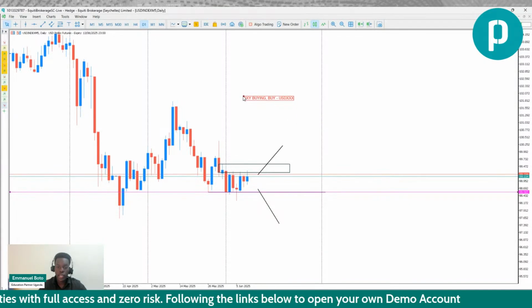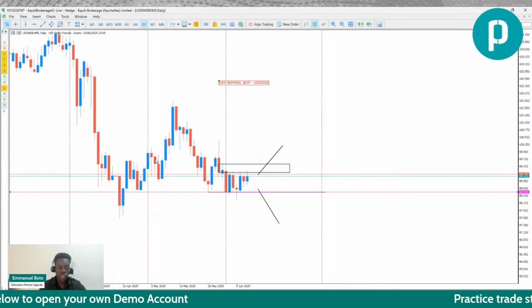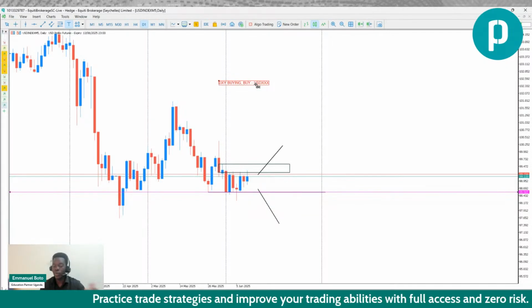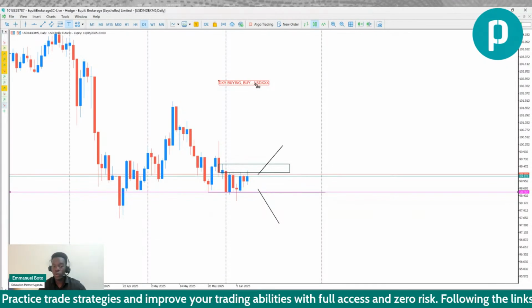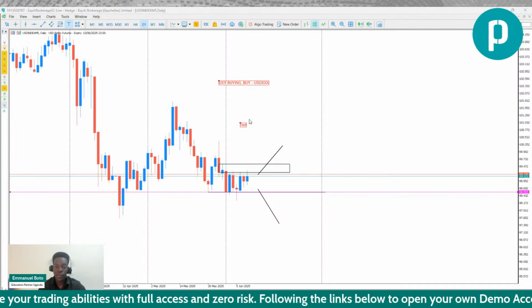So the DXY is used as a gauge for some currency pairs like EUR/USD and GBP/USD. When you find the dollar is strong, you want to sell pairs like GBP/USD, EUR/USD, NZD/USD, and pairs in that format. You want to buy pairs like USDJPY, USDCHF, USDNOK, and what else? USDZAR.